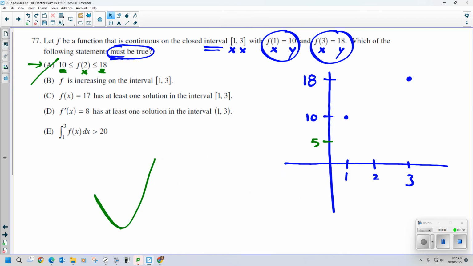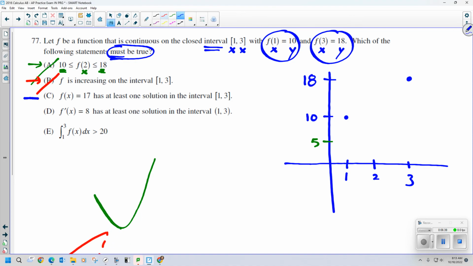Let's get rid of this. Do this in different colors. B. f is increasing on the interval. That means it's always going up. No, I just did one where it could have come down first, then up. It doesn't always have to increase. It can, but not always. I can come up with a scenario where that doesn't work. All right, let's get it.